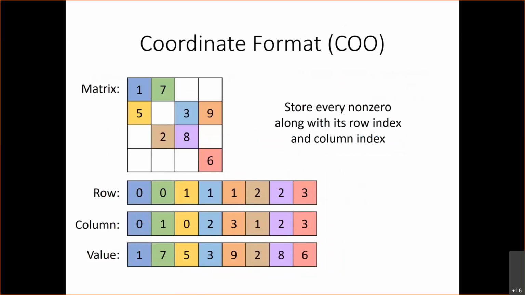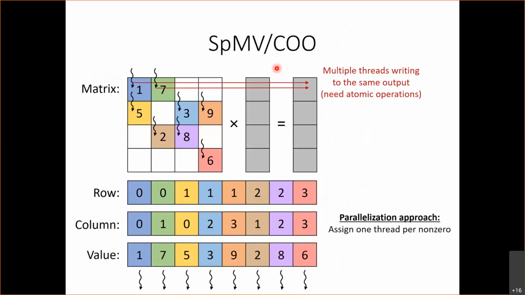And we said that if we want to perform SPMV using the COO format, the typical way of doing it is assigning a thread for every non-zero in the sparse matrix, which corresponds to assigning a thread for every location in these arrays. And that thread will be responsible for reading the value, reading the input at the column index, and then updating the output at the row index. So this is how we parallelized SPMV with the COO format.